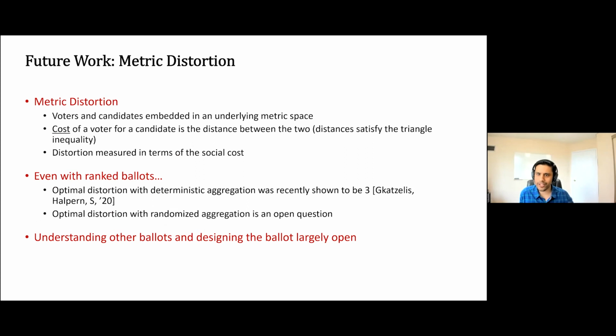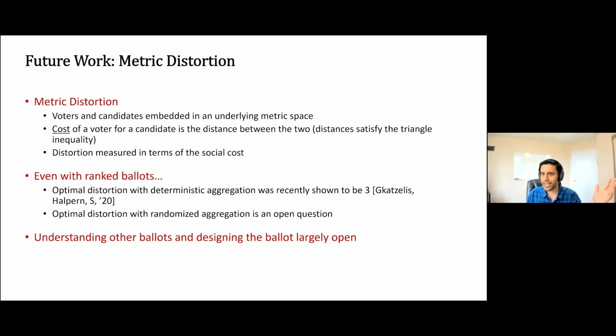Another future work direction is to look at metric distortion, which is the flip side of this utilitarian world. In metric distortion, instead of voters having utilities for candidates, they have costs for the candidates. And these costs originate from an embedding of the voters and candidates in some underlying ideological metric space. So you can think of the 2-dimensional metric space of left versus right on social versus economic axis, or you can think of a higher dimensional metric space.